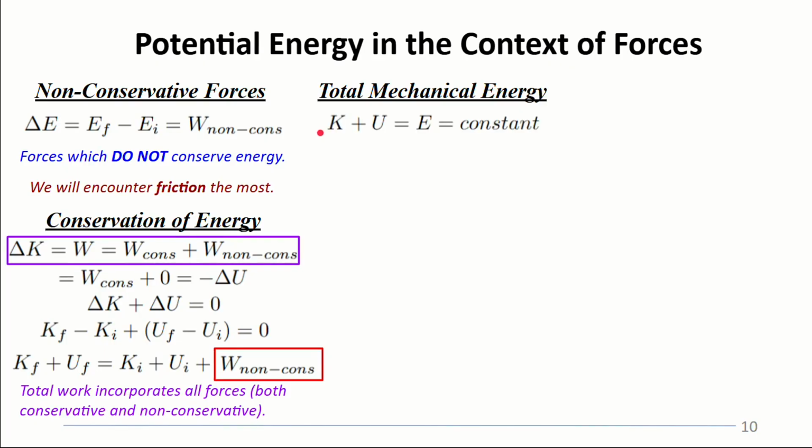So the way we typically represent total mechanical energy is by having K plus U equal to E, and that is all equal to a constant value, where E is going to be equal to a constant value, which means that total mechanical energy is going to be conserved.